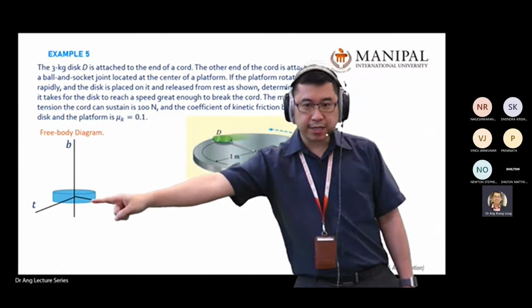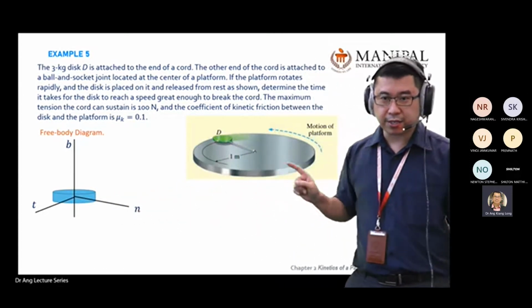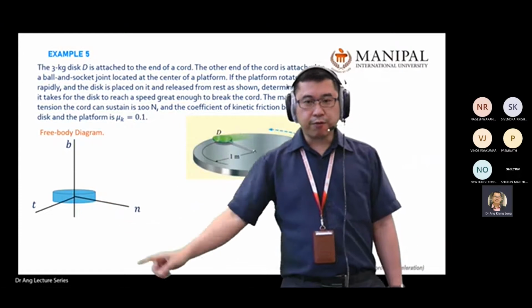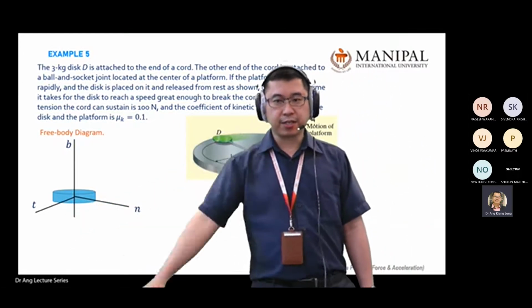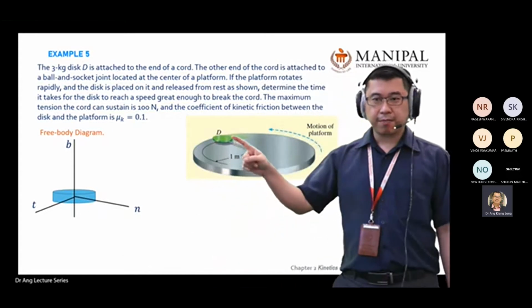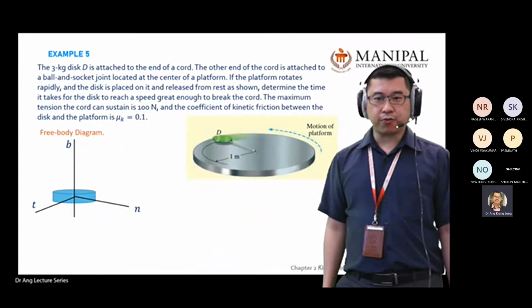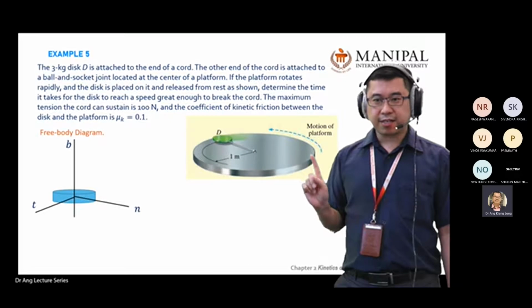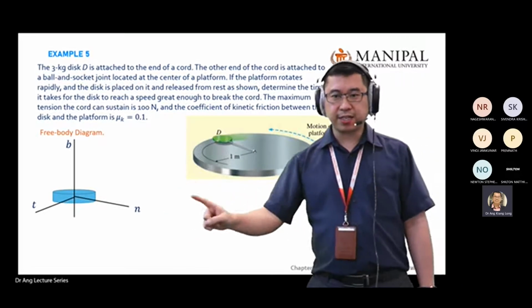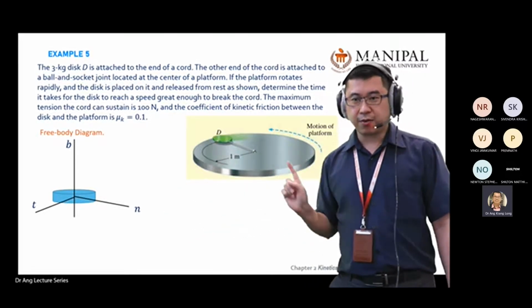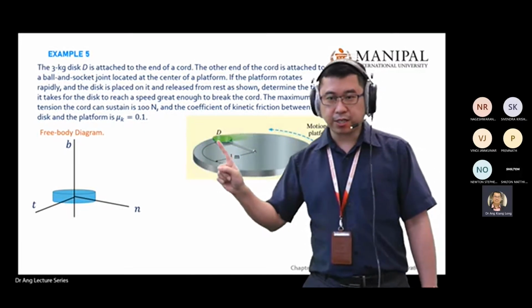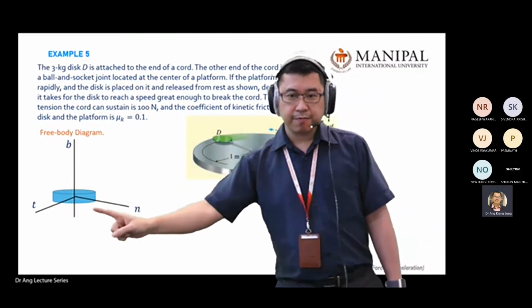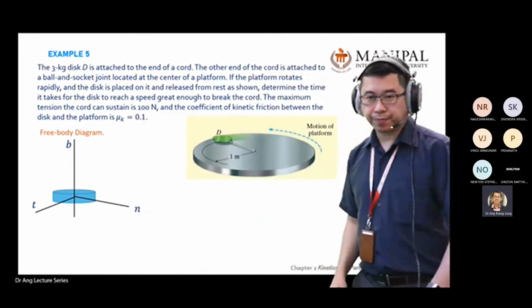We know that the center is in this direction, right? And the only confusing direction is the tangent direction. It depends on the object, where does it move. So in this case, it moves in this direction, right? Anti-clockwise, but if you release, it's going to follow this direction. So tangent is this direction, yeah?